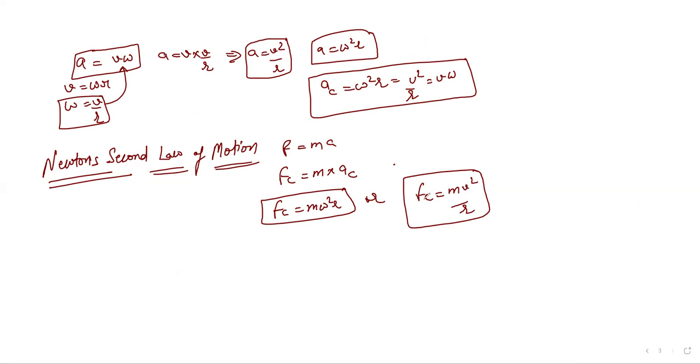So from this expression, you can see that centripetal force is directly proportional to mass, directly proportional to velocity square, but inversely proportional to r. This means the more the radius, the less the centripetal force. The more the mass and velocity, the more the centripetal force. Is it fine? Yes, sir. We will solve one question.